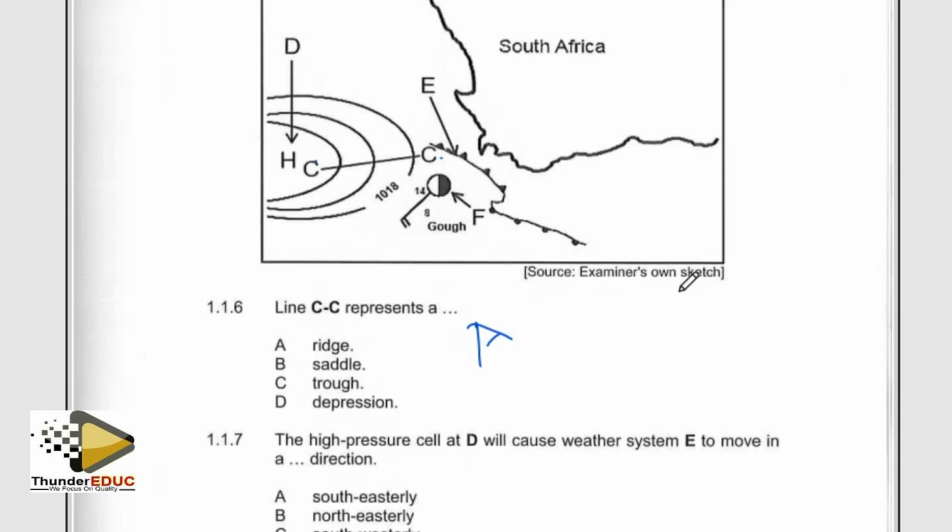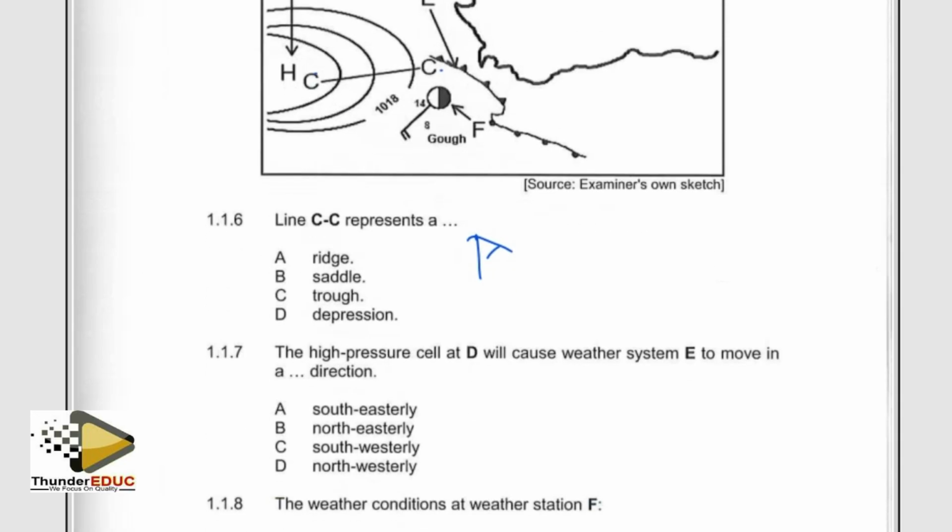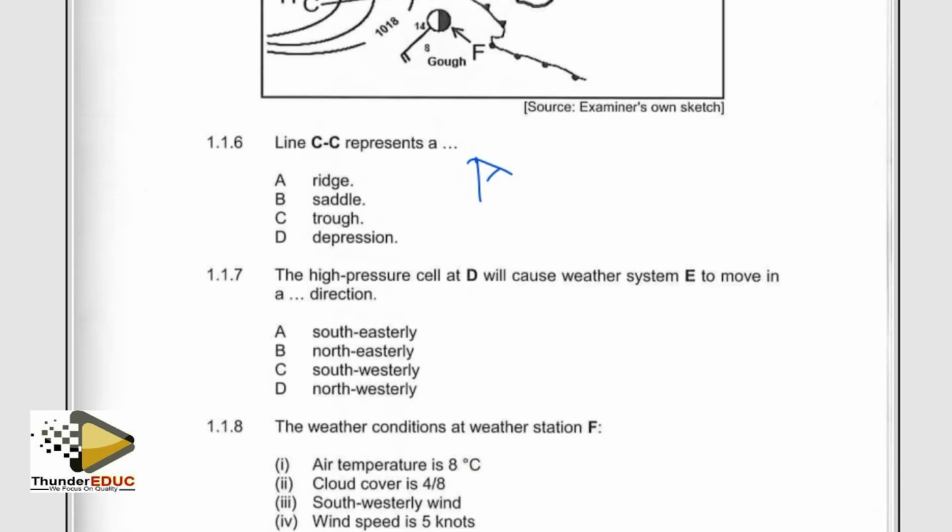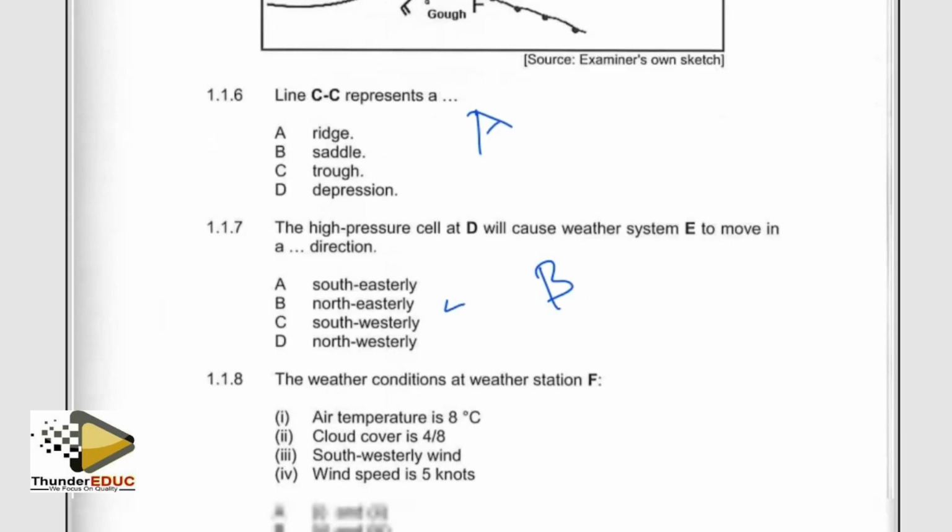Okay. 1.1.7, the high pressure cell D will cause weather system E to move in that direction. Which direction is that? So that 1.7, obviously the answer is B. Okay. So here we say D. So the weather condition at this station F, F is here. What is the weather condition? So the weather condition here is which one?